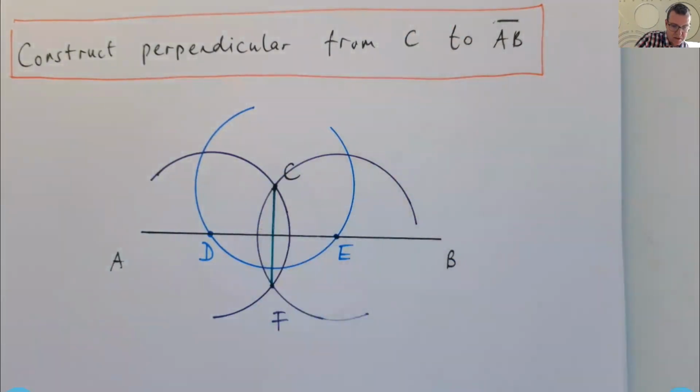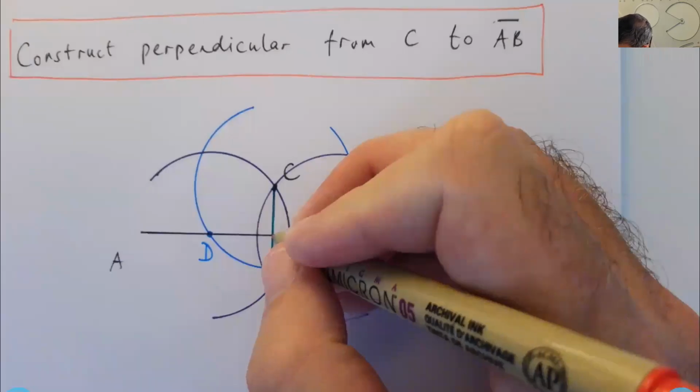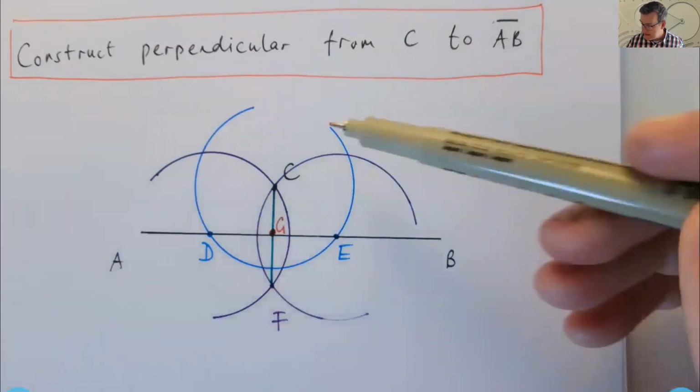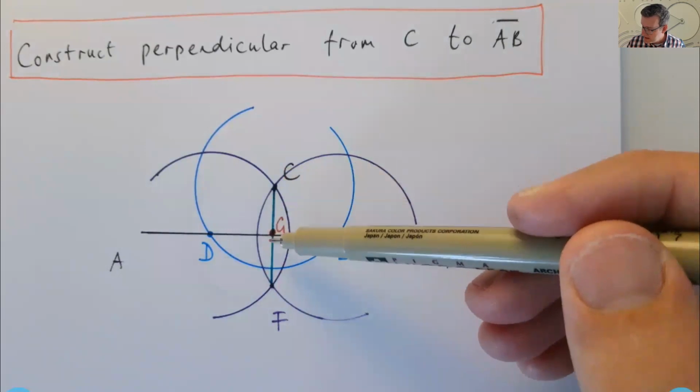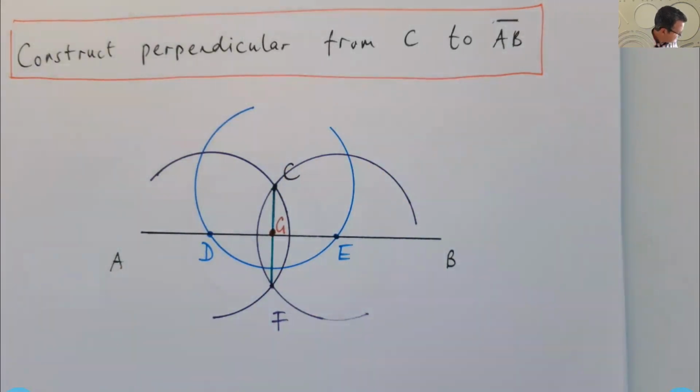So let's, I guess, label a new point. Let's call it A, B, C, D, E, F. Let's call it G. Okay, so CG is perpendicular to the line segment AB, and that's exactly what we wanted. So what about some justification? Well, they're the moves, but let's think about how we might justify it.